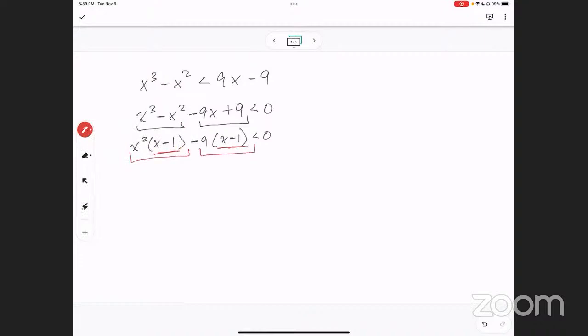And now this can come out of both of these terms. If I take an x minus 1 out of that first term, what am I going to be left with? If I take an x minus 1 out of this term, what will I be left with? X squared. And if I take an x minus 1 out of this term, what will I be left with? -9. Good. And now how does the x squared minus 9 factor?